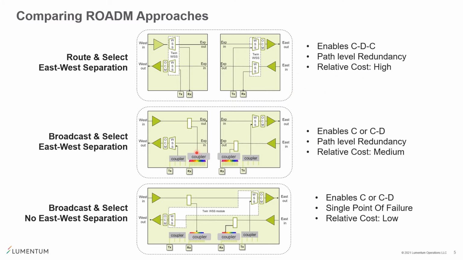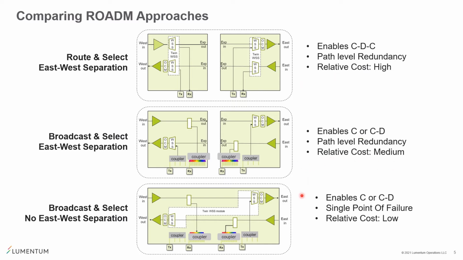Another approach that's often used for smaller nodes is called broadcast and select. Here on the DMUX side, as the traffic comes in, you use a passive splitter to split out the signals, and then for the add side, you have a single WSS. Now, compared to a route and select, this is relatively cheaper. It also enables colorless or colorless-directionless type architectures on the add drop. And if you're going to be using separate blades for each degree, you'll get the path level redundancy you need. And compared to a route and select, the cost points are definitely much lower.